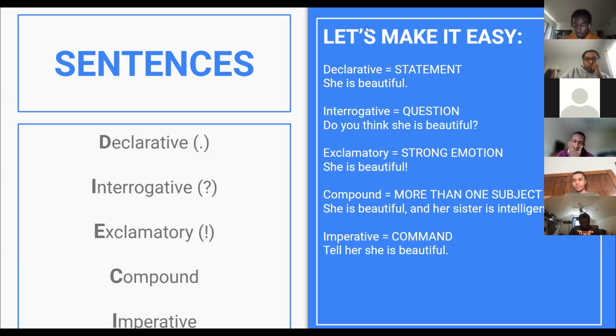And then an interrogative sentence is just a question. Do you think she is beautiful? And y'all's answer better be yes, by the way.